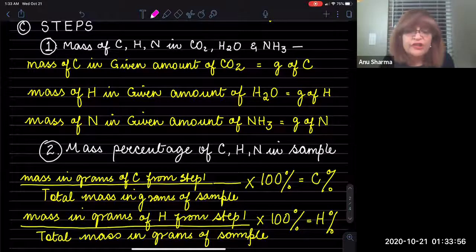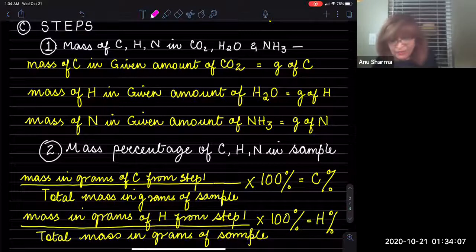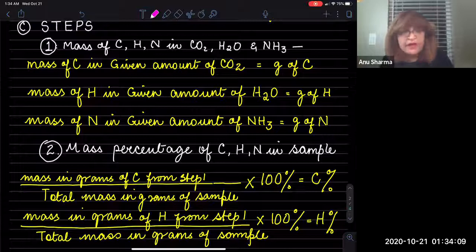The very first step is the amount of carbon that is present in carbon dioxide. You get that in grams. Next, you are going to take the mass of the carbon that is present in the given amount of carbon dioxide, and that's going to give you the mass of carbon in grams. Similarly, in the given amount of water, the mass of hydrogen, and in the given amount of ammonia, the mass of nitrogen. So you get these.